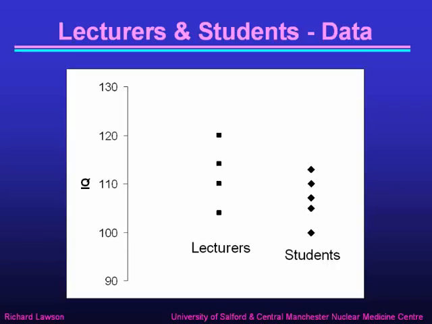Here again is our data displayed. We've already seen the IQ of our 4 lecturers. Here's the IQ of our students on the same scale. Maybe they are slightly lower IQ than the lecturers, but is that significant? That's what we want to test. Notice that there's no pairing. We can't draw lines between these because they're not paired, and there are 5 in one group and 4 in the other, so it wouldn't make sense.